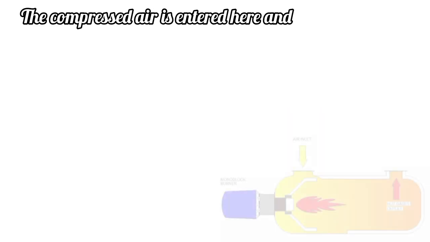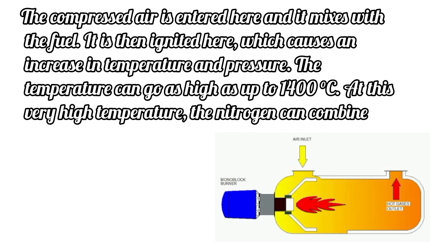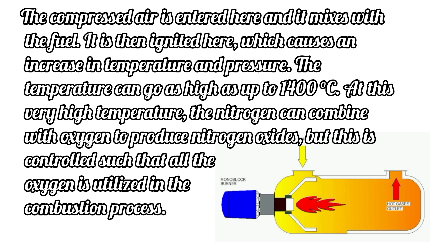Combustion chamber. The compressed air enters here and mixes with the fuel. It is then ignited, which causes an increase in temperature and pressure. The temperature can go as high as 1400 degrees Celsius. At this very high temperature, the nitrogen can combine with oxygen to produce nitrogen oxides, but this is controlled such that all the oxygen is utilized in the combustion process.